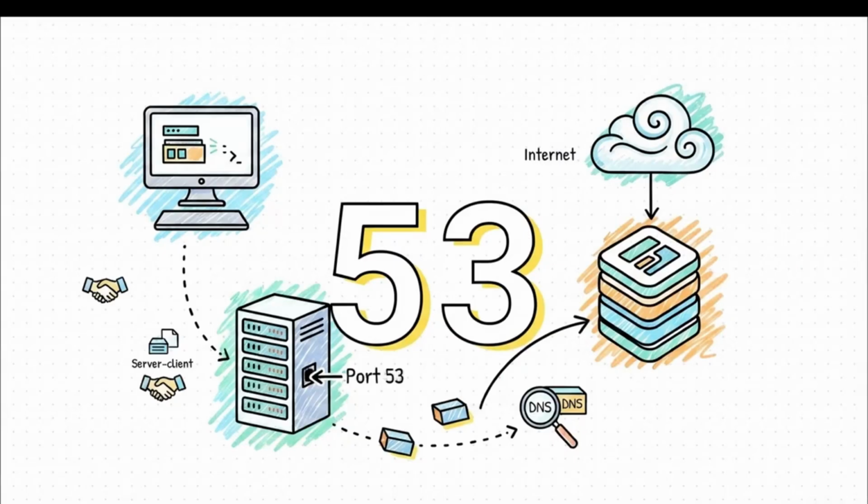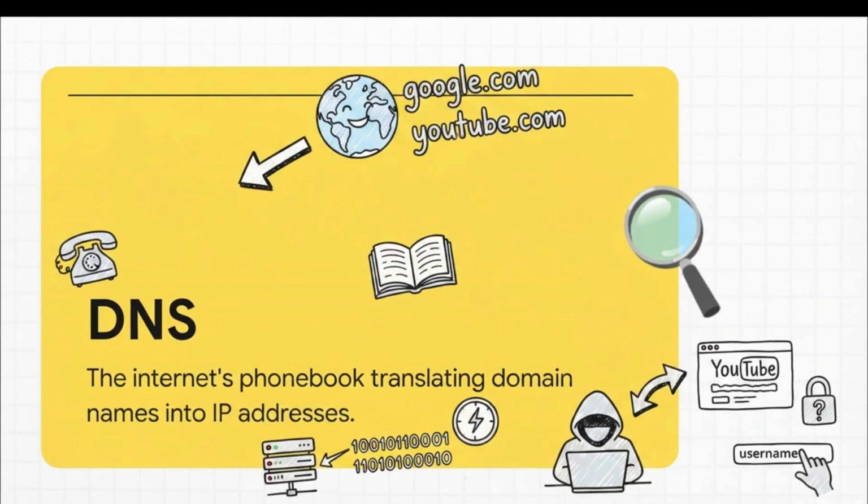Now, once you finally have that IP address, your computer is going to use port 53, which you can think of as a designated door on a server, to utilize our next massive protocol. And that is DNS, the Domain Name System. It's essentially the internet's phone book, translating human-readable domain names into machine-readable IP addresses in milliseconds. Because computers don't understand names like youtube.com, they only speak in numbers.